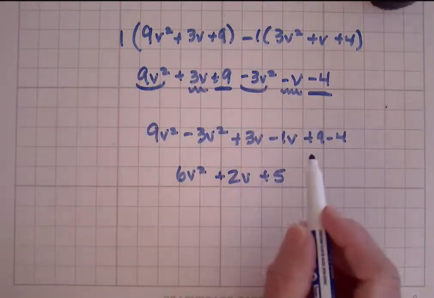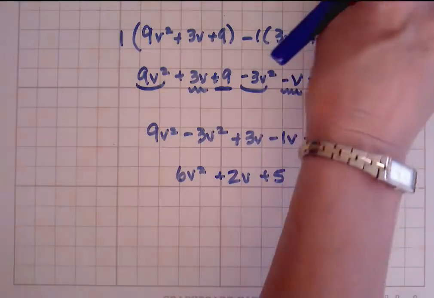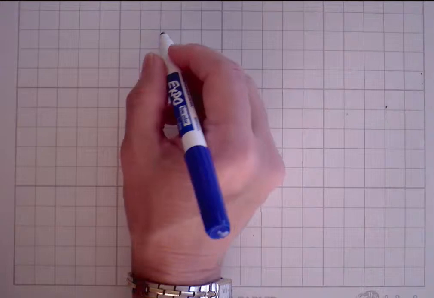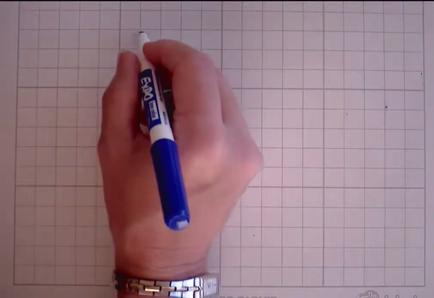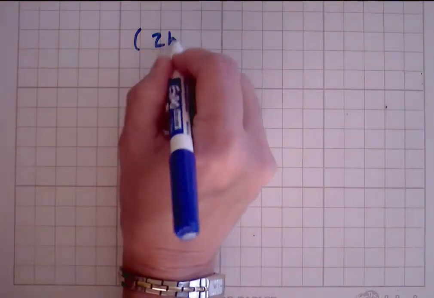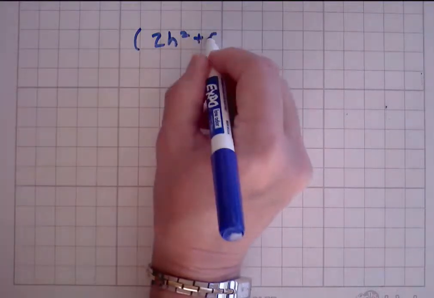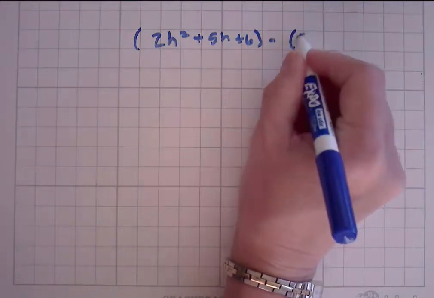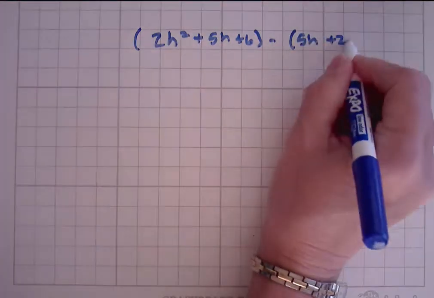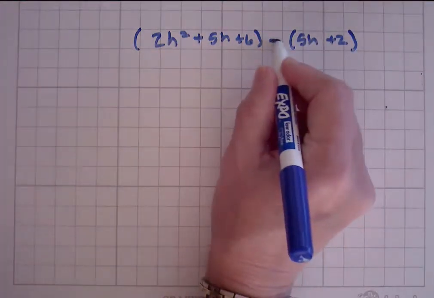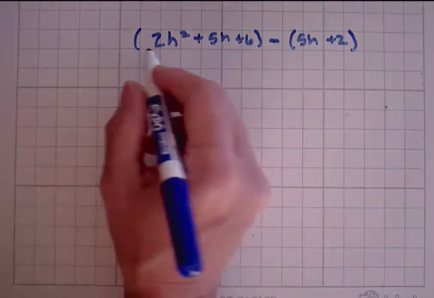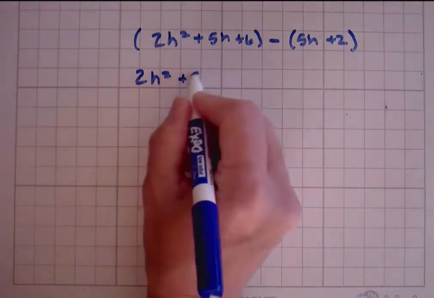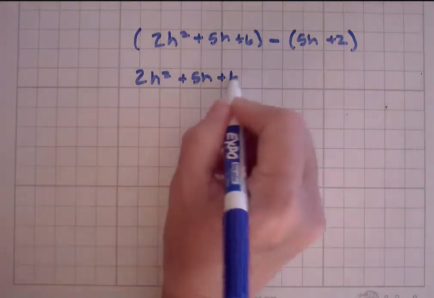And now you're done. Let's do a couple more just to make sure that you've got it. I'm pretty sure you do, but let's do a couple more. We have 2h squared plus 5h plus 6 minus 5h plus 2. I see the minus sign, so I know I can't simply remove the parentheses. I see a 1 here, so I know for the first polynomial I can simply remove the parentheses. That's not a big deal.